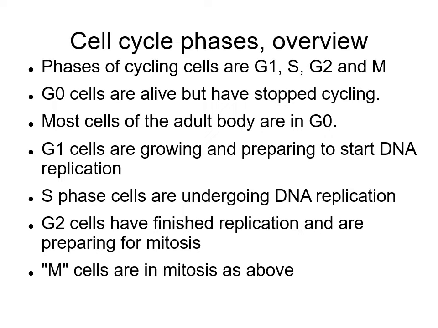Okay, most of the cells in the adult body are in G0, and the G1 cells are growing, preparing to start replication. And S phase cells are undergoing DNA replication. G2, they've finished replication and are preparing for mitosis. And the M cells are actually when the physical changes that you can see within the chromosomes are visible, and chromosomes are actually segregating from each other.